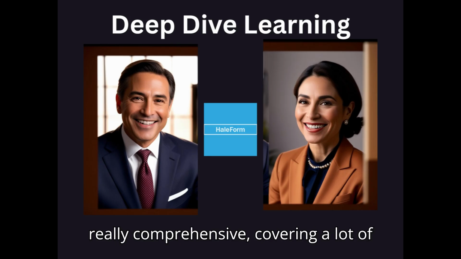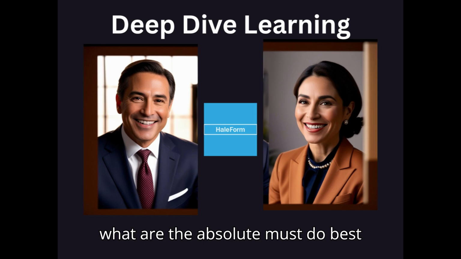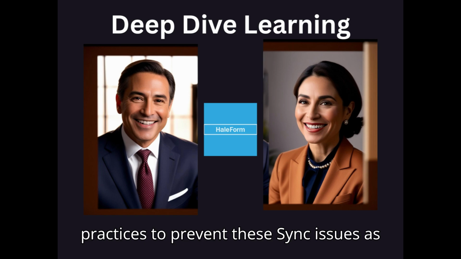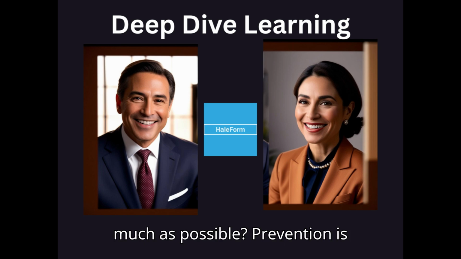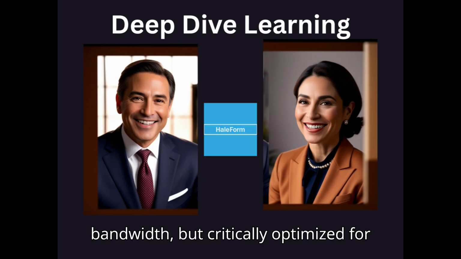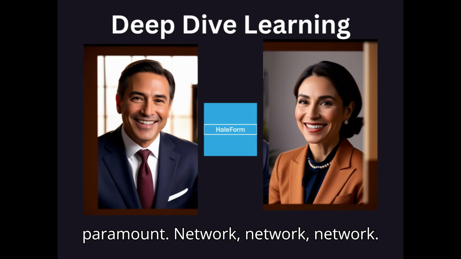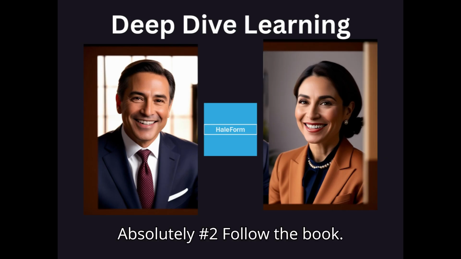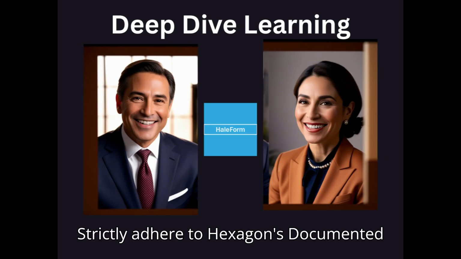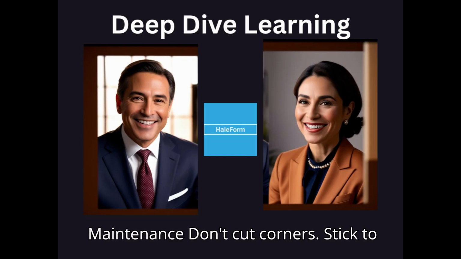This has been really comprehensive, covering a lot of potential pitfalls. To wrap things up, what are the absolute must-do best practices to prevent these sync issues as much as possible? Prevention is definitely key. Number one, a rock-solid network. Stable, reliable, enough bandwidth, but critically optimized for low latency between all sites. That's paramount. Network. Absolutely. Number two, follow the book. Strictly adhere to Hexagon's documented procedures for everything. GWC setup, admin, backups, recovery, maintenance. Don't cut corners. Stick to the plan.